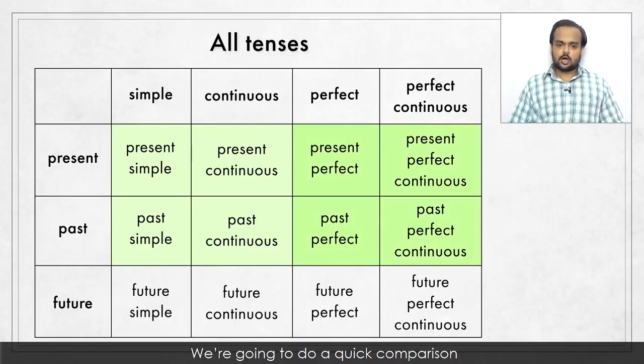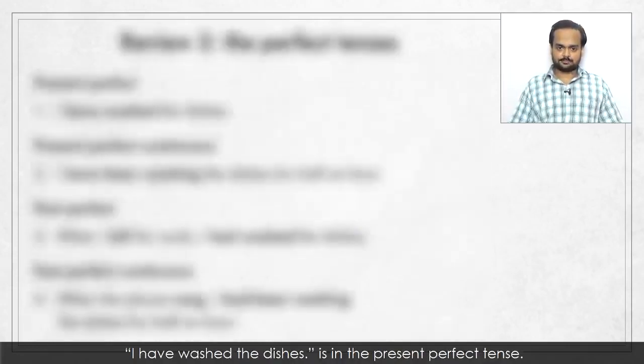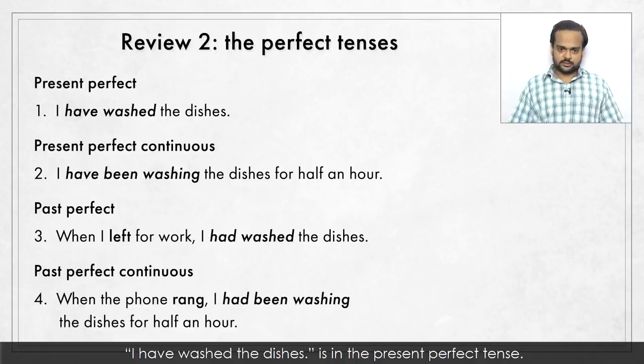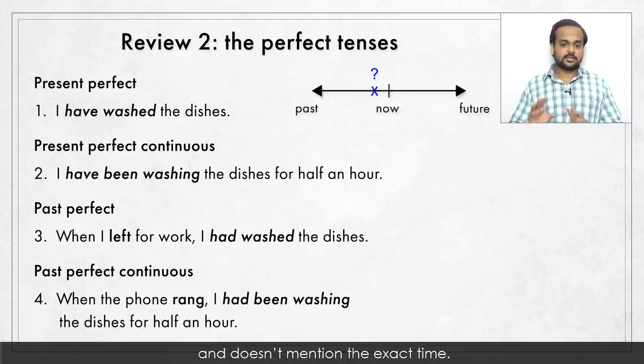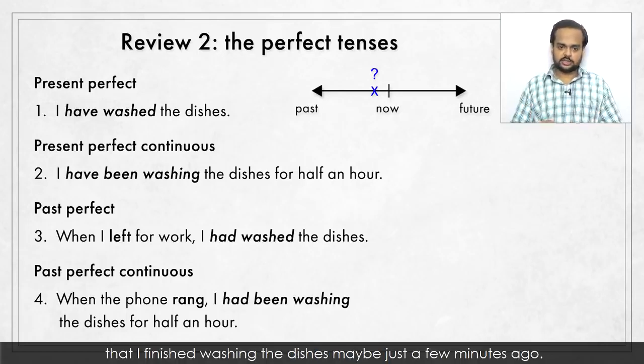We're going to do a quick comparison of the 4 perfect tenses we've looked at so far. I have washed the dishes is in the present perfect tense. It focuses on the completion of the action and doesn't mention the exact time. But you understand that I finished washing the dishes maybe just a few minutes ago.